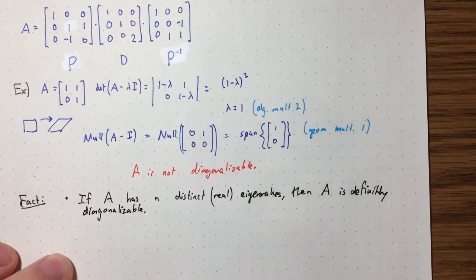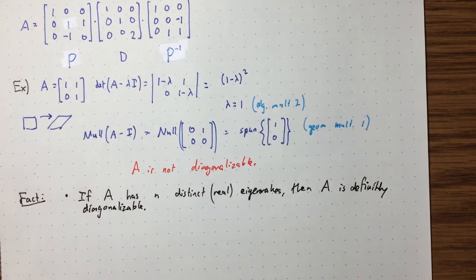That's a good thing to check just right off the bat, right? So if you have distinct eigenvalues and you have n of them, A is an n by n matrix, then definitely diagonalizable.